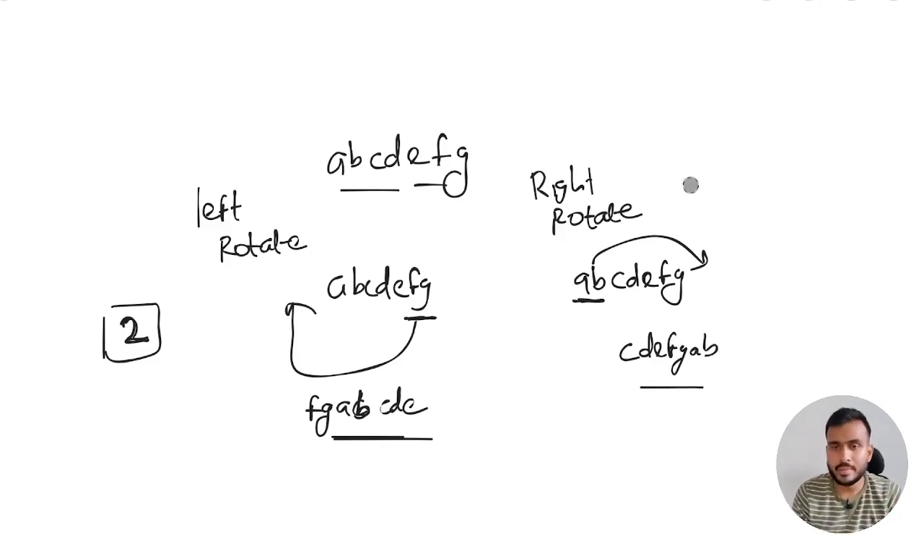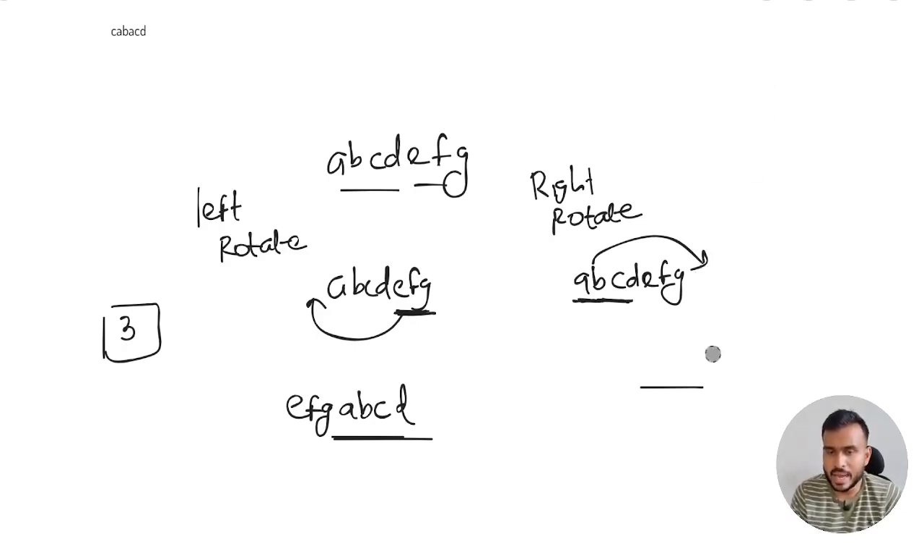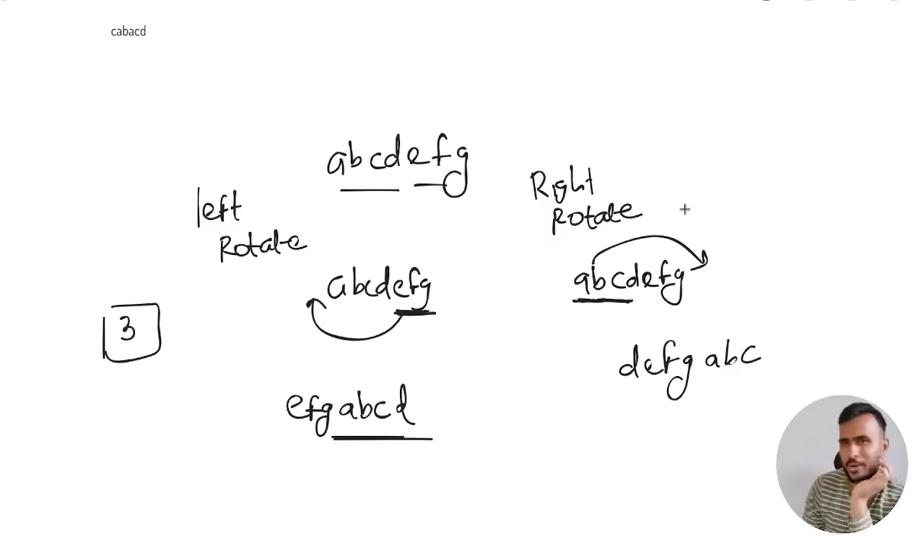Now let's do it one more time. Let's say the number for rotation is 3. In this case, we need to pick the last 3 elements. E, F, G is going to come to the front side, and then A, B, C, D. Let's do the right rotation as well. In this case, A, B, C will move to the end and the remaining string will be as it is. So it will be D, E, F, G followed by A, B, C. I hope you are clear with this point.